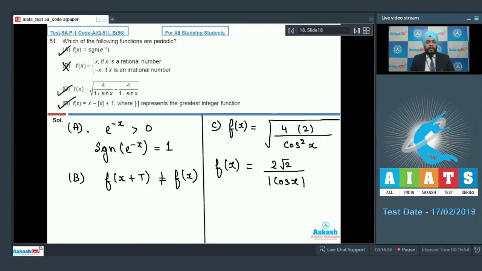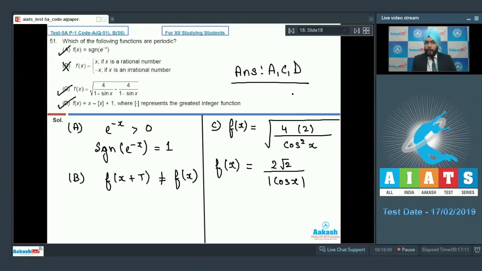Talking about D, it is directly periodic because x minus greatest integer x is the fractional part of x, and the fractional part of x is a periodic function with fundamental period 1. Adding 1 will not make any difference over there. So we have D also correct. Final answer: ACD is the right one.